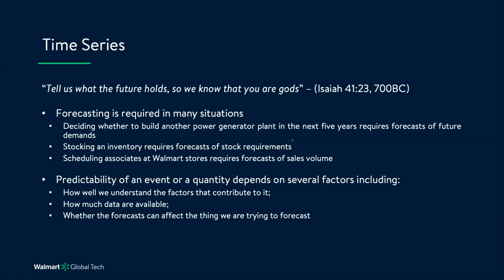Forecasting is used in many situations. You can think of building power generator plants five years out at an organization, or, at a humongous organization like Walmart, we use time series to decide how to stock inventory in a more optimized fashion. That is based on the historical patterns and distributions we've been seeing from the stocking department, coming in from different Walmart stores. And then we also have another use case, which is scheduling associates at Walmart.